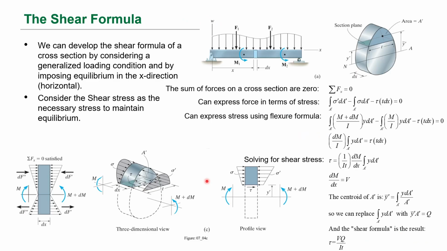This is a derivation of the shear formula. We can derive the shear formula of a cross-section by considering a generalized loading condition, where, as you can see here, we have distributed loads, point loads, point moments, and reaction forces. We can consider some small element here, and then ask what the shear stresses are there.